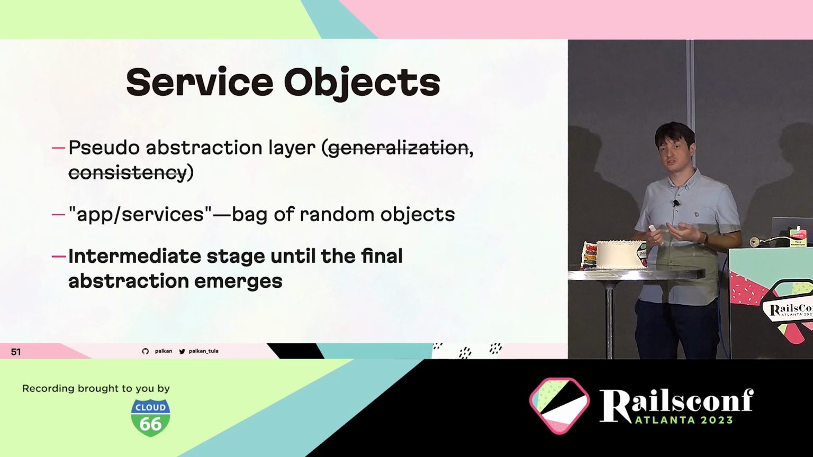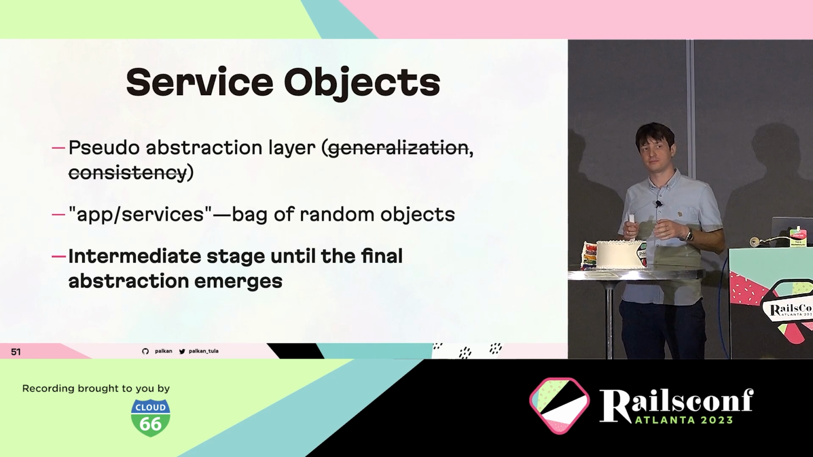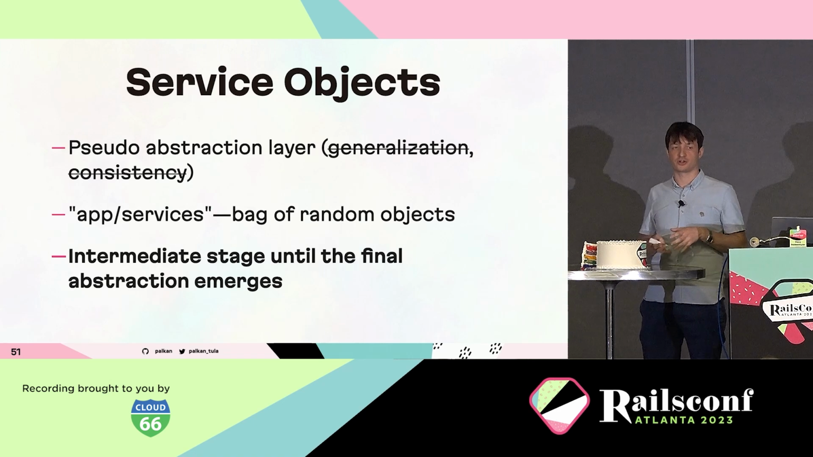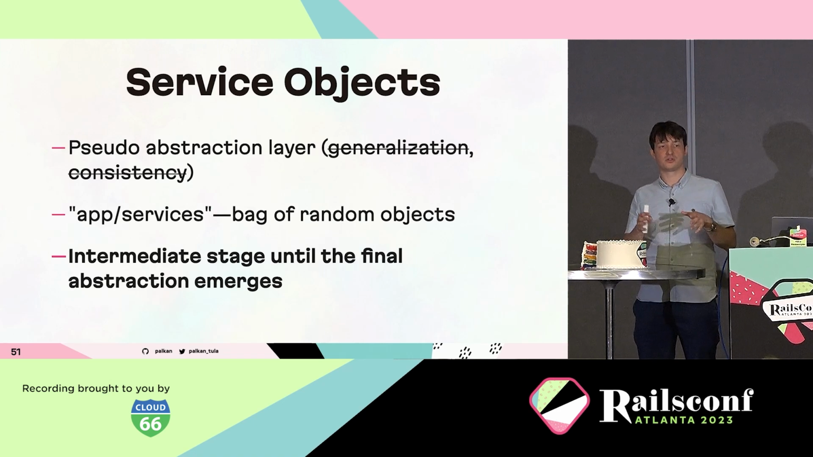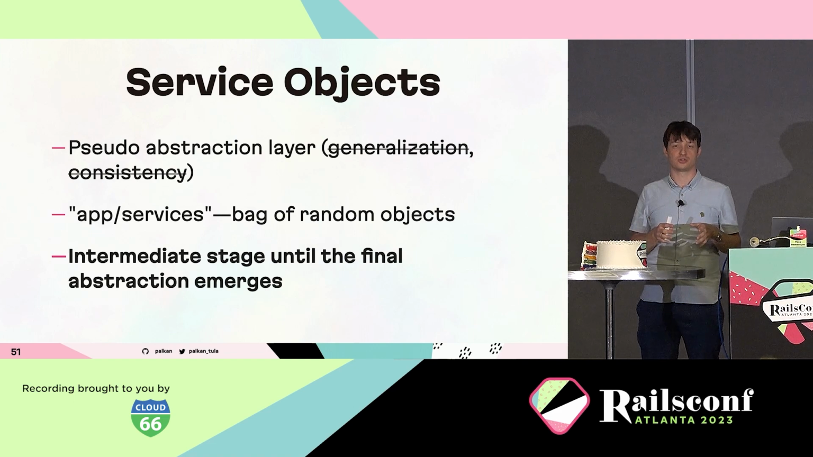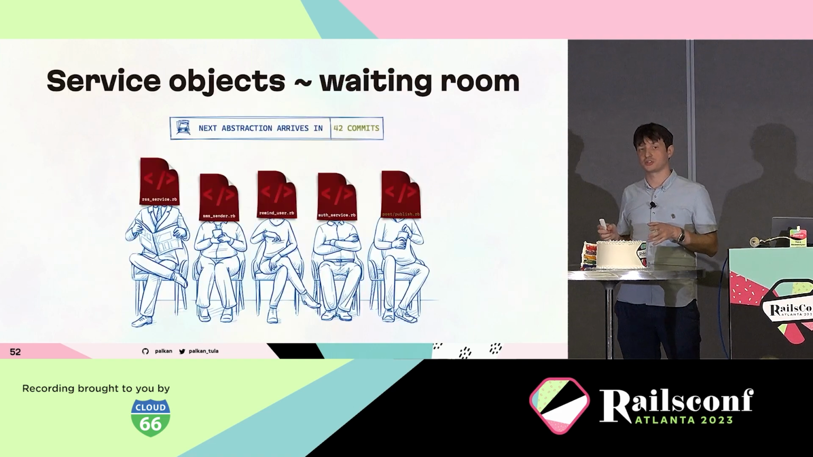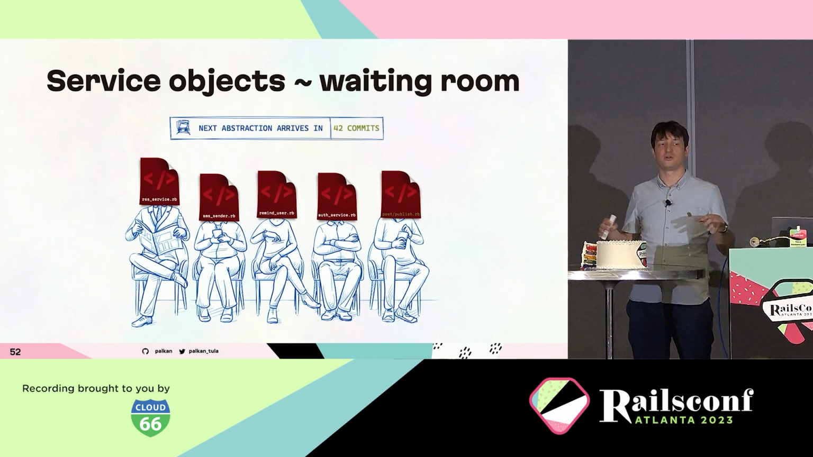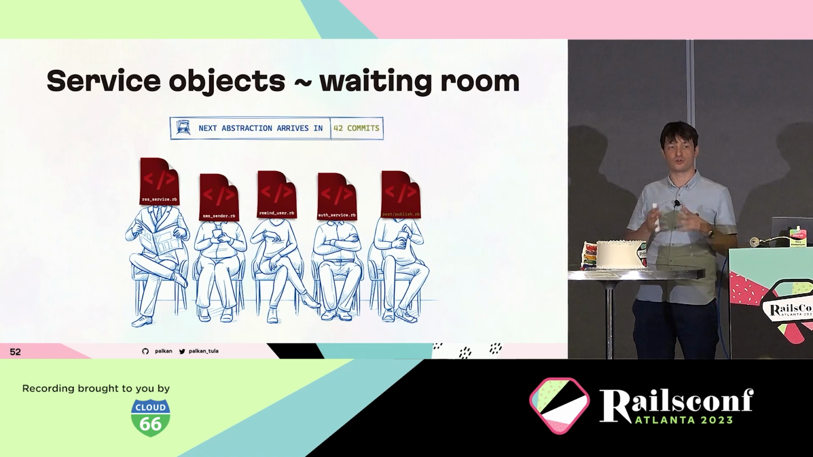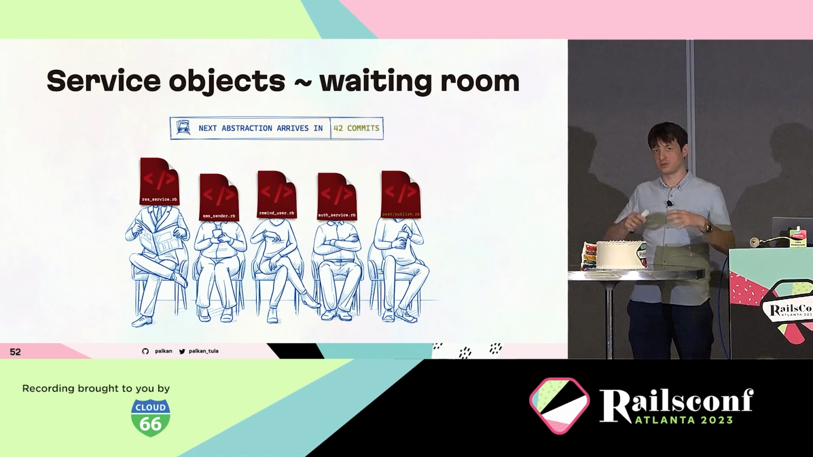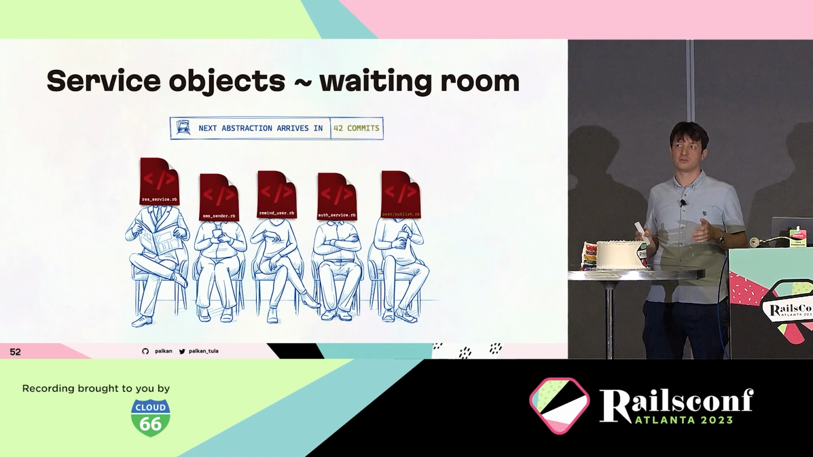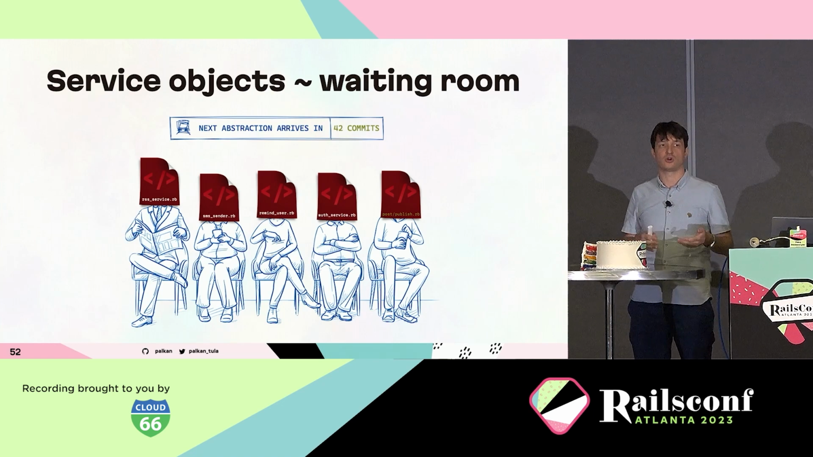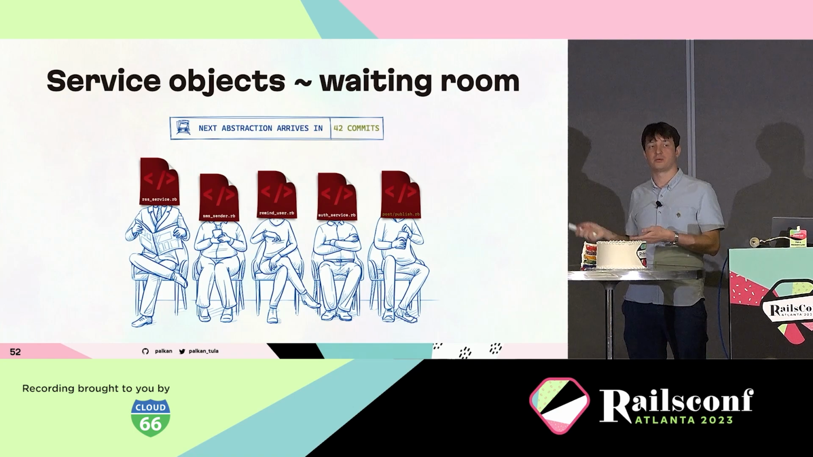I would rather consider a service object to play a very important role in this process of extracting abstractions. They could be used as an intermediate step before the final abstraction emerges. I see service objects, the app services folder, as a waiting room. So we have some code there, and we just wait for the next abstraction to emerge in your code base. Because extracting something right away, building something conceptual with some ideas when not having enough use cases, not enough scenarios in your application when you need it, could lead to bad abstraction.